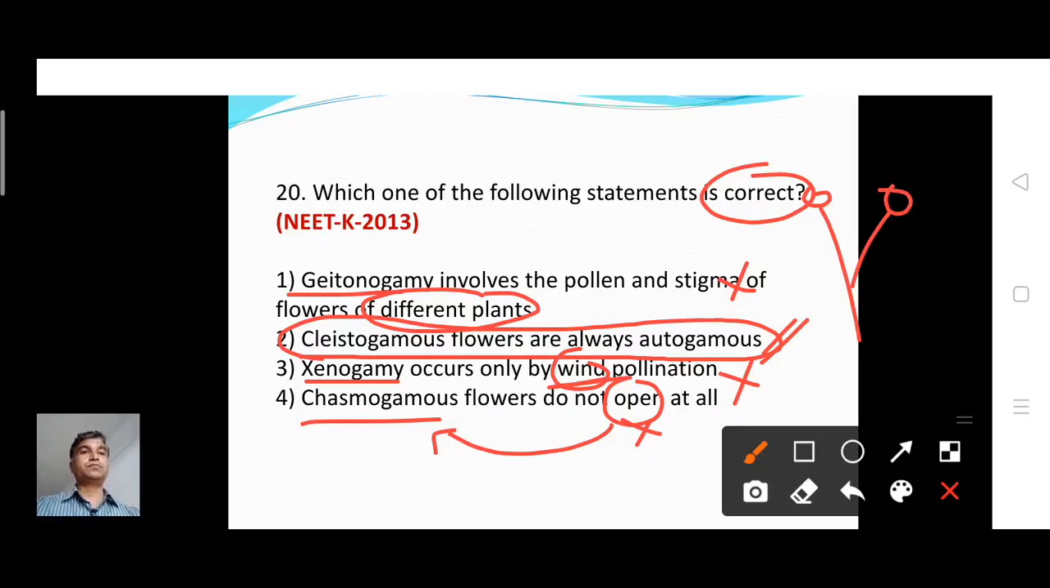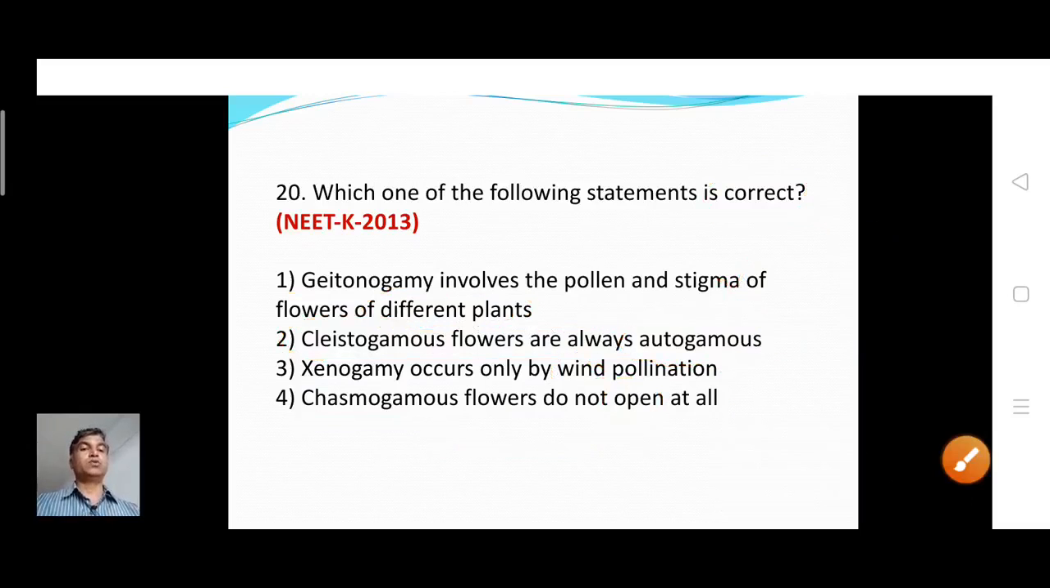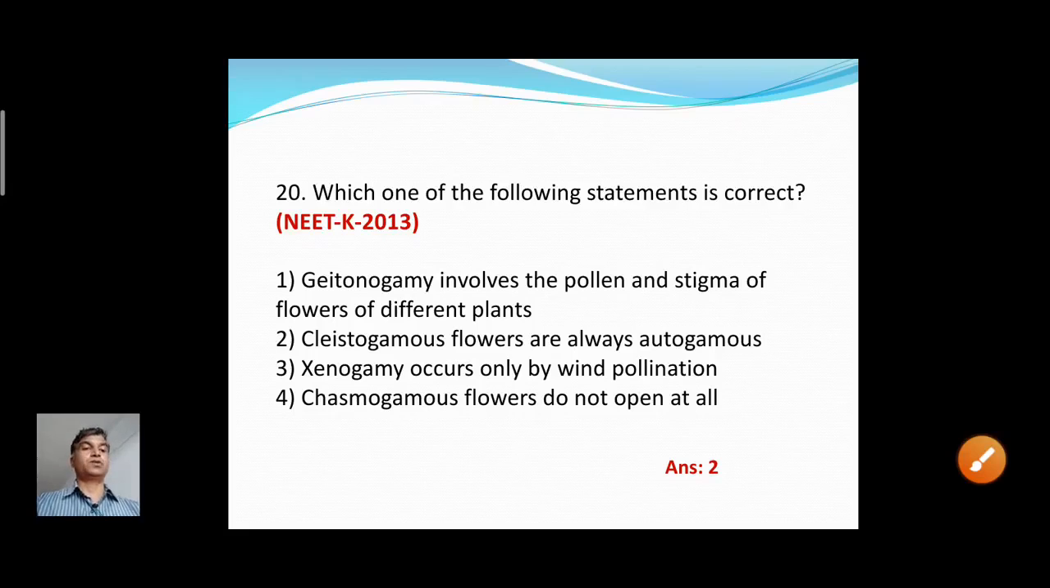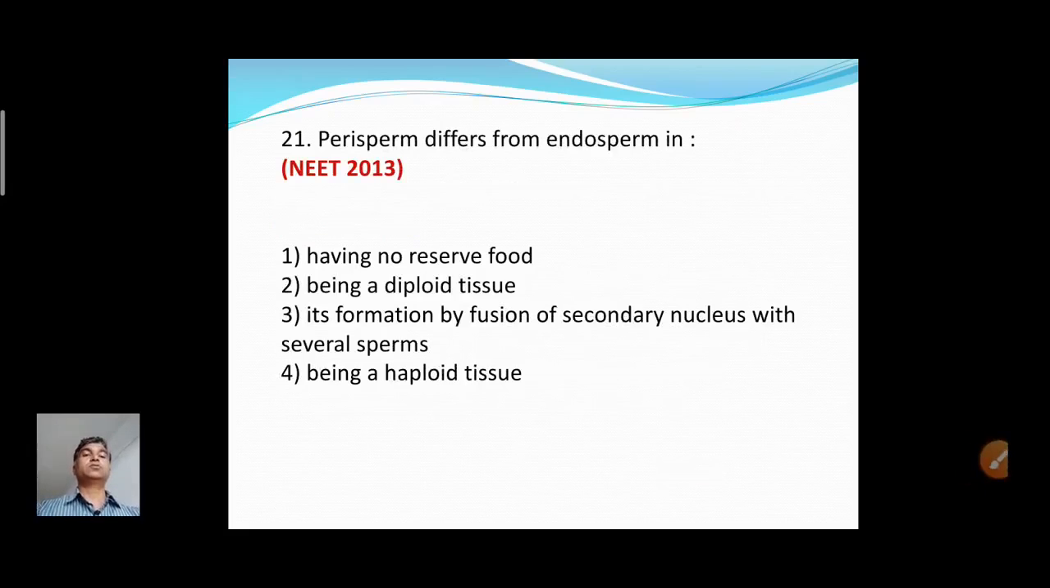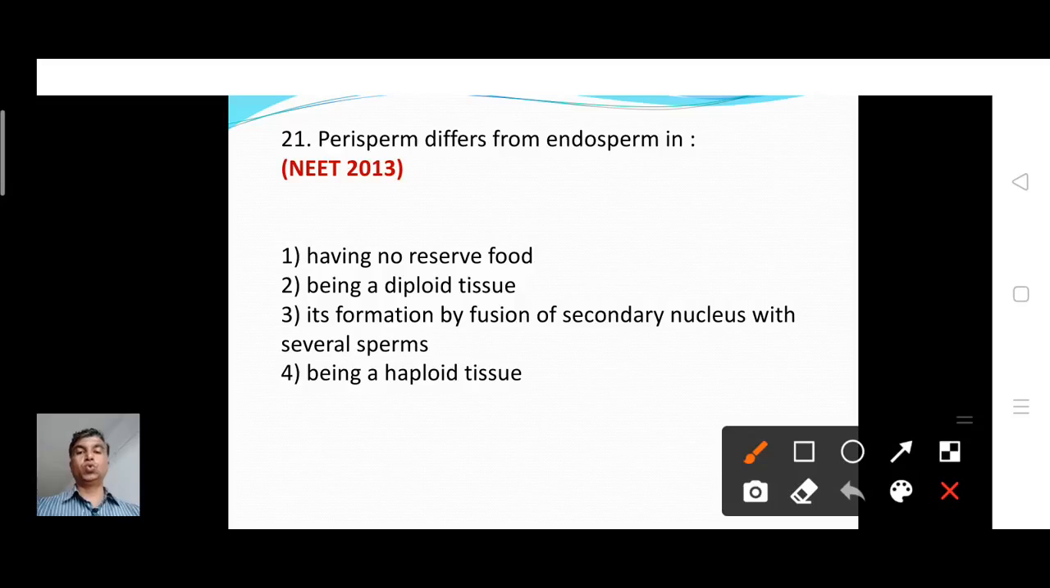Here the second option is correct. Cleistogamous flowers are always autogamous. Since the flower is closed, self-pollination happens. So almost three to four questions we came across like this, related to the flower and pollination. So the answer is the second one. Now the next question, 21st. The perisperm differs from the endosperm. Yes, two tissues are there, one the perisperm, one the endosperm. What is a perisperm? The perisperm is a persistent nucellus.